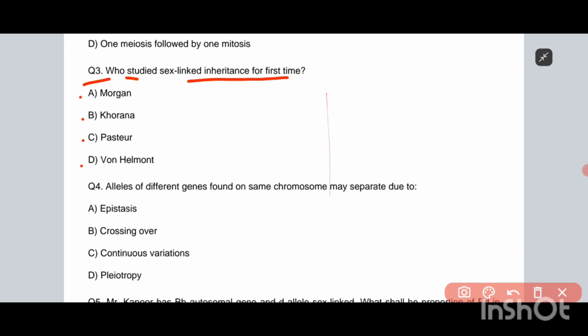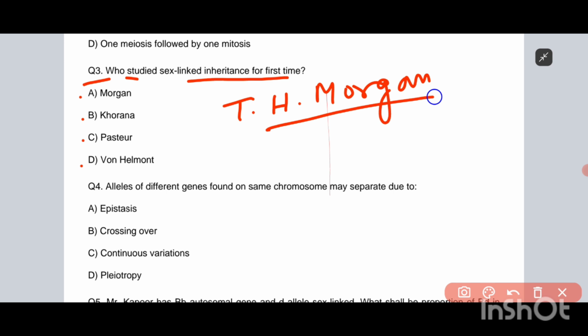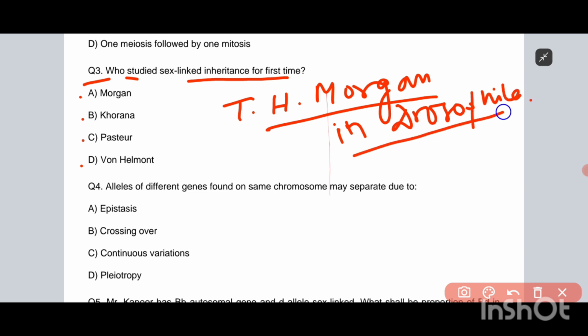Sex-linked inheritance was first studied by T.H. Morgan, in Drosophila. He is also known as the father of experimental genetics. So the correct answer is option A, T.H. Morgan.